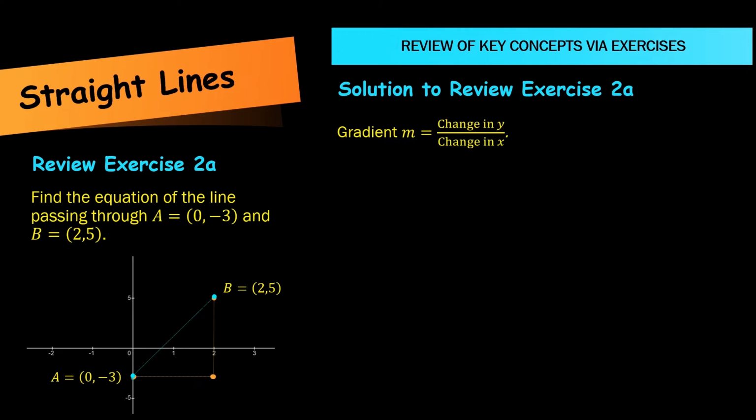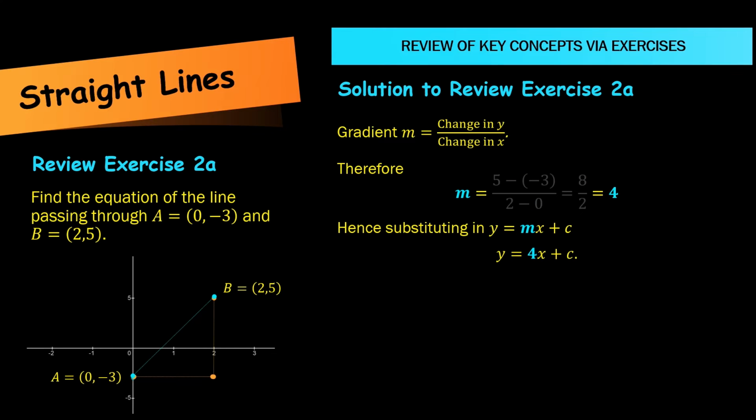The gradient of the line joining them is change in y over change in x. So change in y is 5 minus minus 3, and change in x is 2 minus 0, which equals 8 over 2, which is equal to 4. And substituting in y = mx + c gives us y = 4x + c.